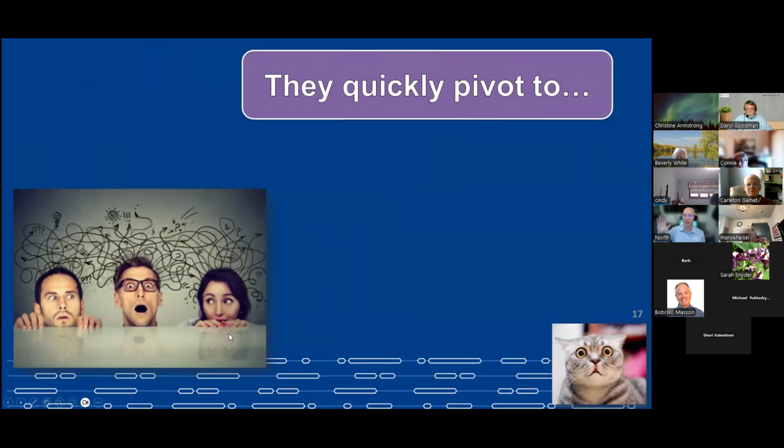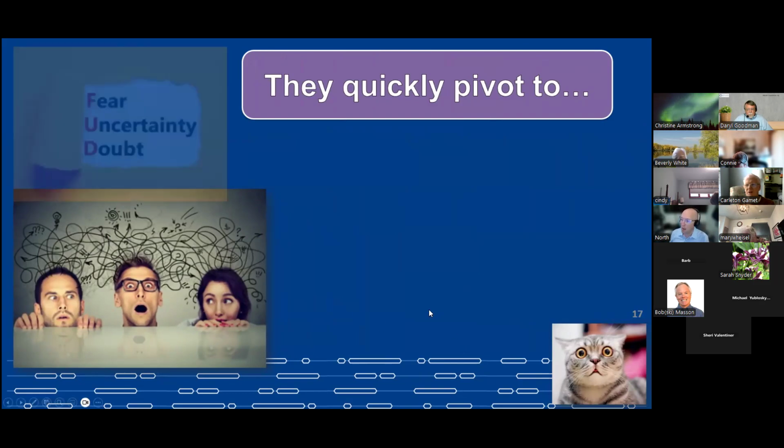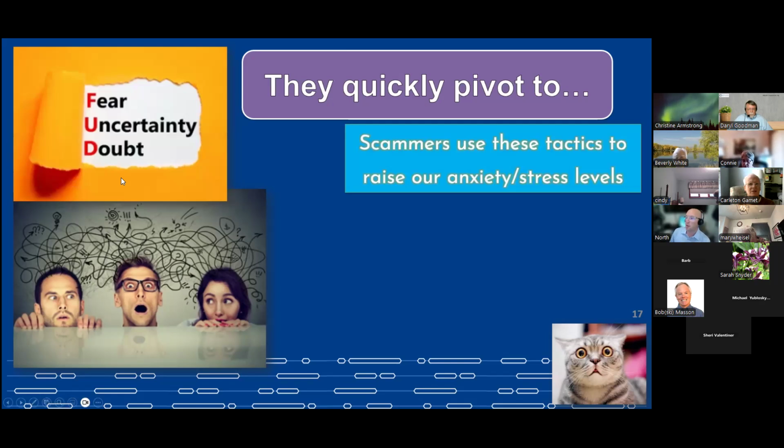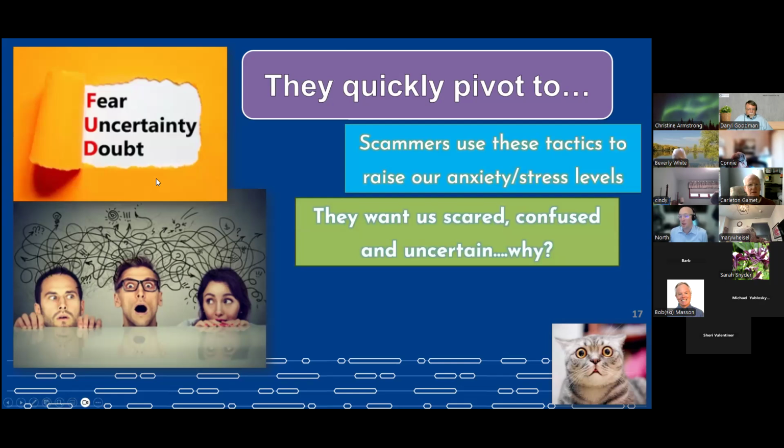Who here has heard the acronym FOMO? FOMO, fear of missing out. It's a very powerful, powerful driver. Once they tap into your emotions, they quickly pivot to what's called fear, uncertainty, and doubt. These are three psychological triggers that they use to raise your anxiety and stress levels. They want us scared, they want us confused, and they want us uncertain.